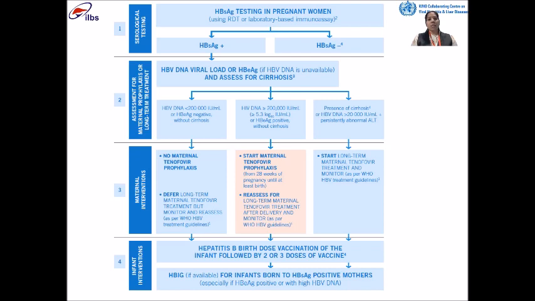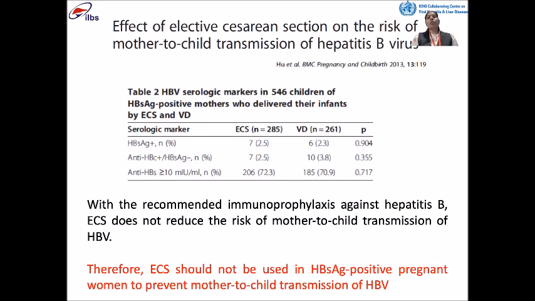Then, the effect of elective cesarean section on the risk of mother-to-child transmission of hepatitis B virus. With recommended immunoprophylaxis against hepatitis B, elective cesarean section does not reduce the risk of mother-to-child transmission of HBV. Most people think that through normal delivery there may be chances of vertical transmission from mother to child, so it is better to go with elective cesarean section to prevent transmission, but it's not like that. Therefore, elective cesarean section should not be used in HBsAg positive pregnant women to prevent mother-to-child transmission of hepatitis B virus.